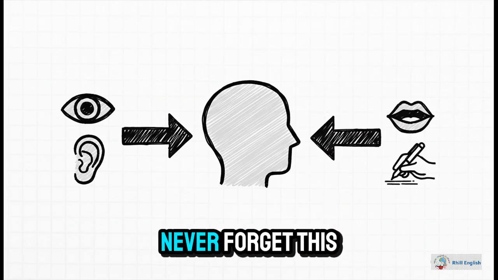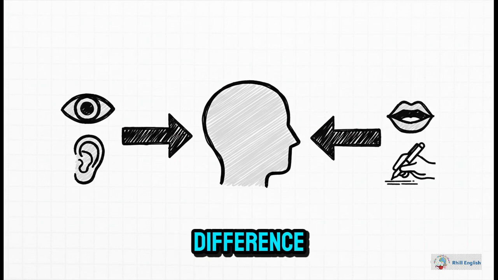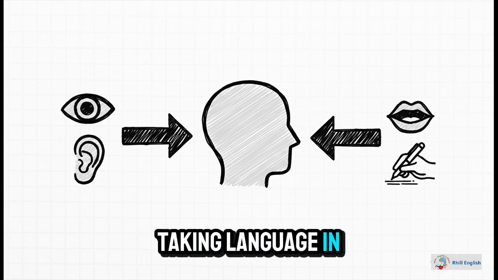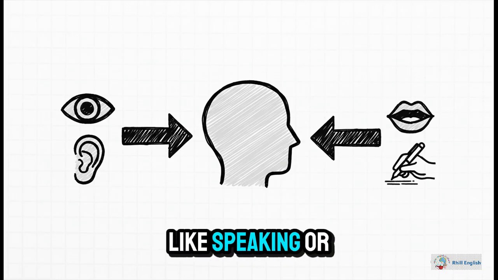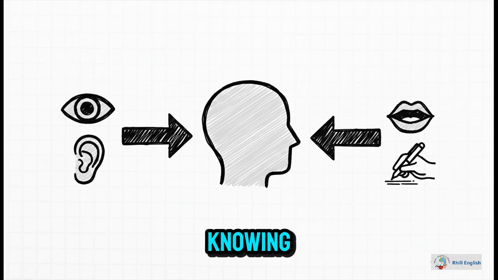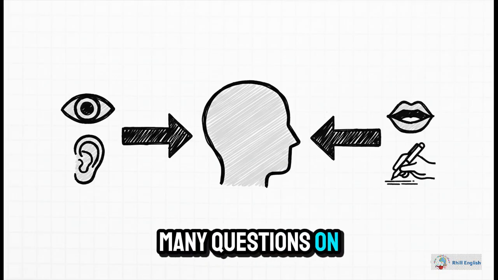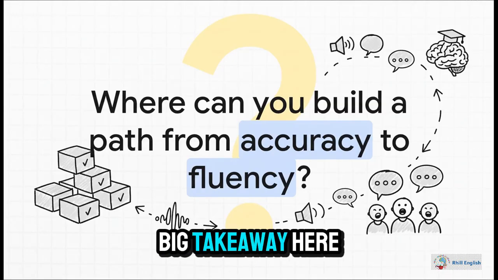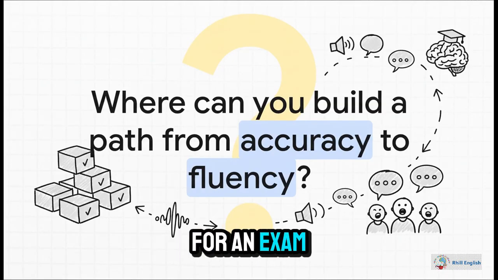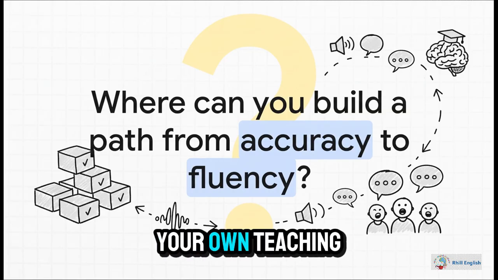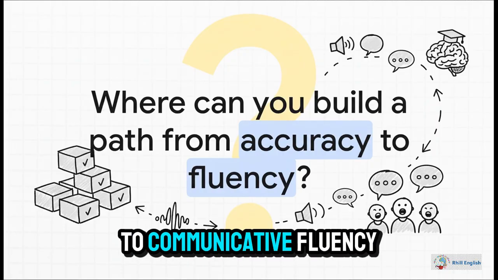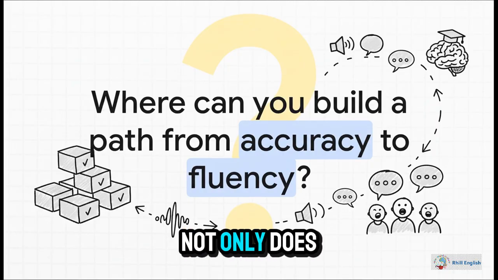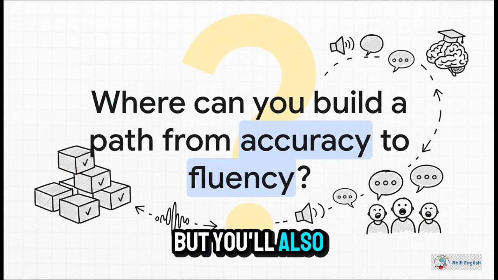And finally, never forget this basic but crucial difference. Is the student taking language in, like reading or listening? That's receptive. Or are they producing language out, like speaking or writing? That's productive. Knowing this is the key to so many questions on the test. So look, the big takeaway here isn't just to memorize these terms for an exam. It's about using this framework in your own teaching. When you start to consciously design that pathway from controlled accuracy to communicative fluency in your lessons, not only does your teaching become way more effective, but you'll also be mastering the very concepts you need to succeed on the TKT.